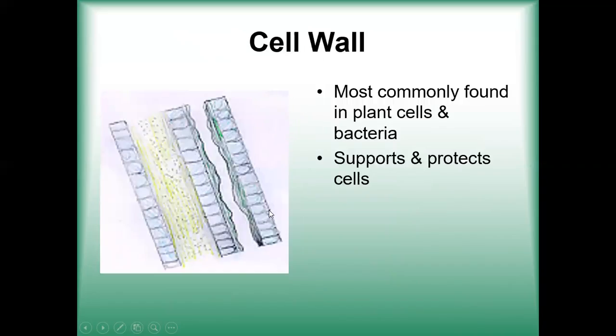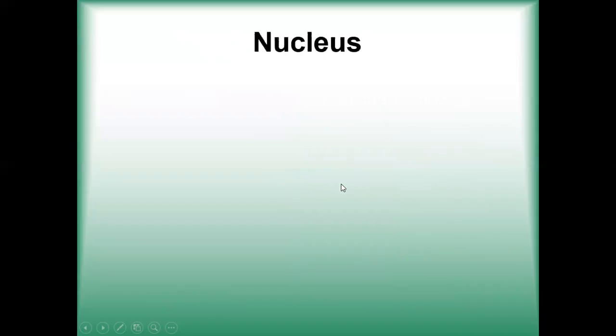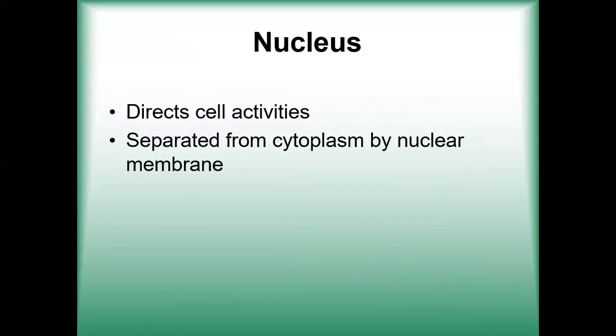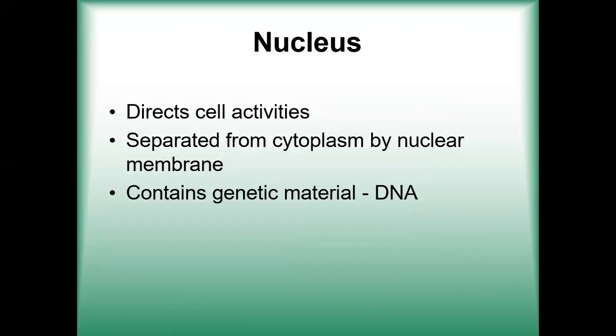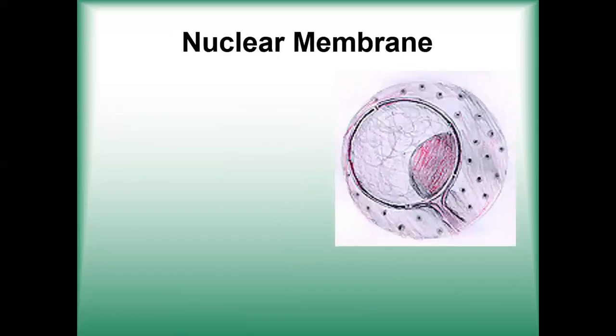And then plants have a cell wall, which, like this says, is commonly found in plants and bacteria, and it supports and protects the cells. Inside the cell now, probably what I consider to be the most important is the nucleus. It directs the cell activities, and it's separated from the cytoplasm by the nuclear membrane, and it contains your DNA. That's why I feel like it's a vital component to your cells.